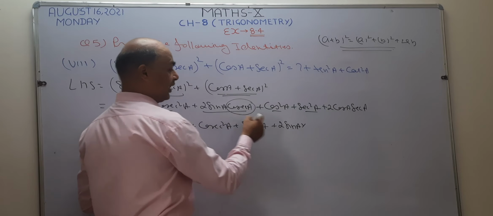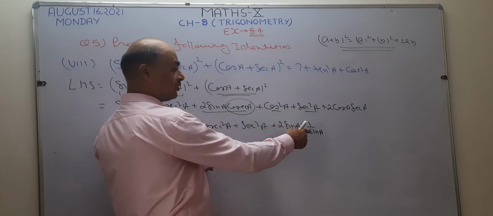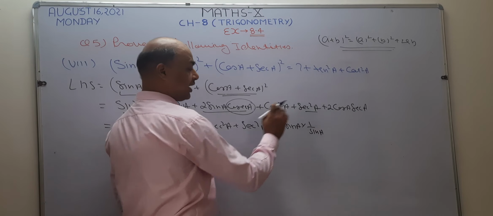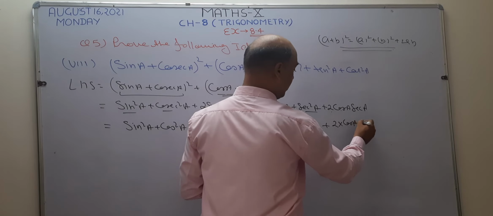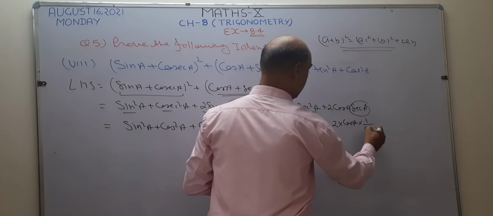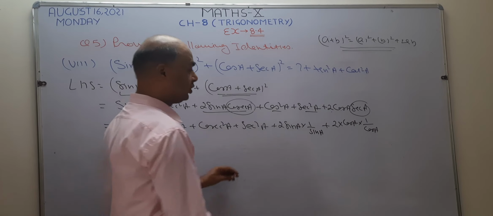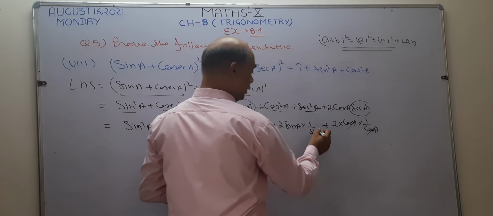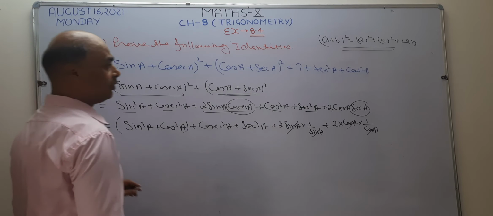Cosec A can be written as 1 by sine A, because the reciprocal of cosec is 1 by sine. So instead of cosec A I am going to write 1 by sine A. In the same way, cos A is going to remain the same, and secant A can be written as 1 by cos A, the reciprocal of secant A. Now see, cos is cancelled with cos, sine is cancelled with sine, and I am going to use an identity. Which identity am I going to use here?